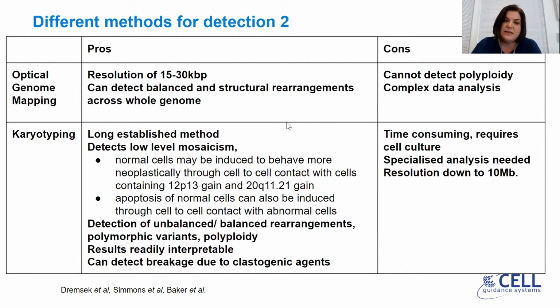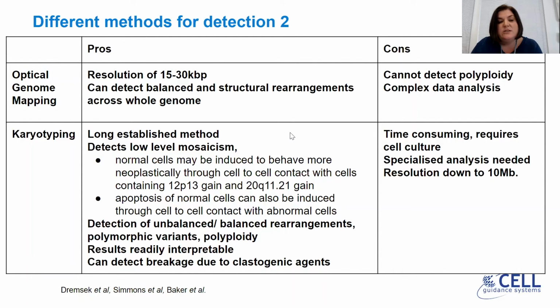So finally, we come to karyotyping, which is a long-established method. And because it's a long-established method, that means that not only are the results readily interpretable, it often means there's a lot of published material about how to interpret any findings that you come across.